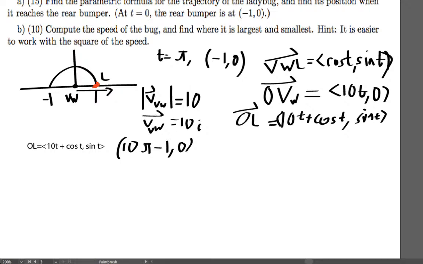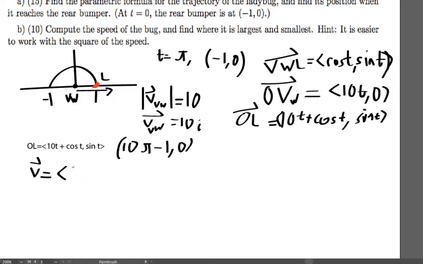Compute the speed of the bug. We want to try to find the speed. That means we want to find the change. We first want to find the velocity of the bug. The velocity here is, let's take the derivative, which is why we learned derivatives. So how do you actually calculate derivatives of a vector?